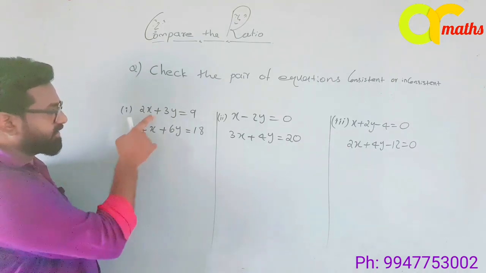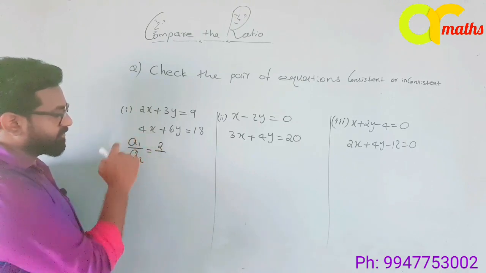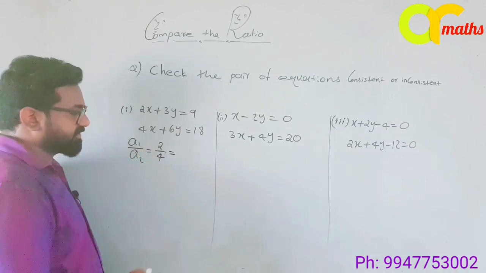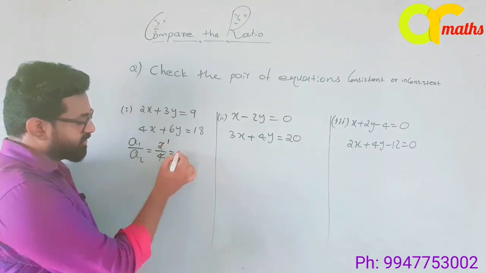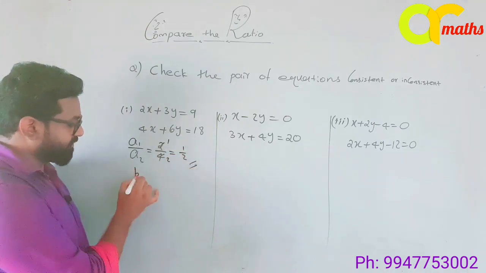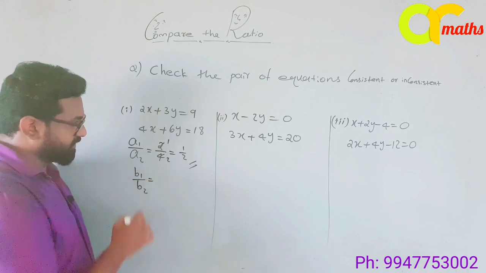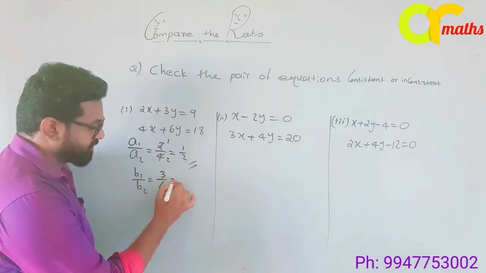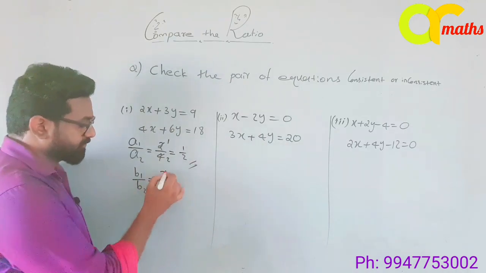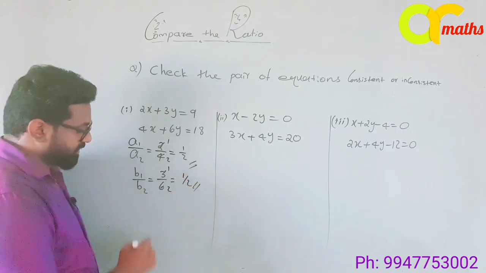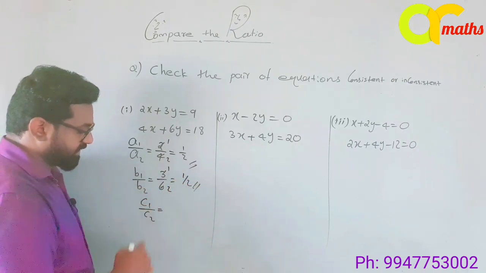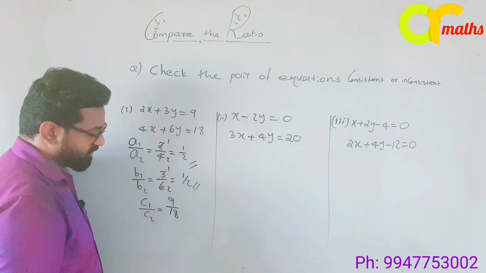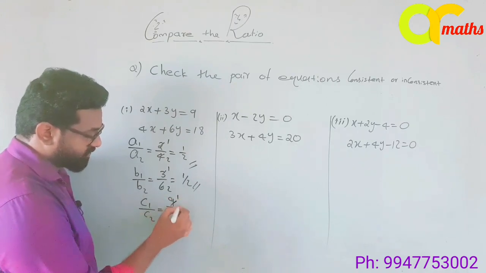a1 is the coefficient of x, 2, divided by the coefficient of x here, 4. By simplification, in 2 and 4 you can cancel 2: 1 by 2. What is b1 divided by b2? b is the coefficient of y. Here the coefficient of y is 3, here it is 6. In 3 and 6 you can cancel 3: 1 divided by 2. What about c1 divided by c2? c1 is the constant, so here 9 divided by 18. In 9 and 18 you can cancel 9: 1 by 2.